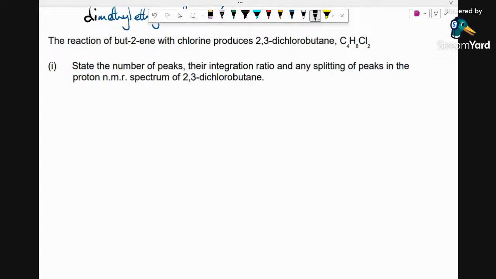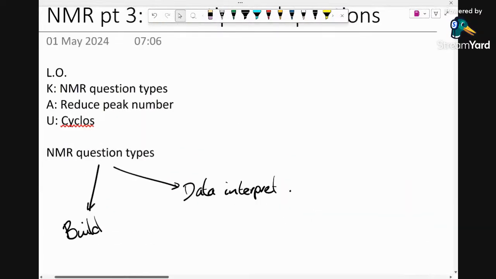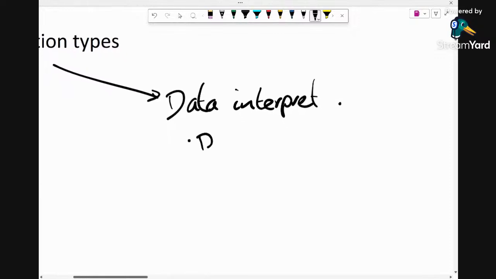Here's what I'm immediately going to do. I'm going to add this into my note. Data interpretation. Stage 1, draw it.